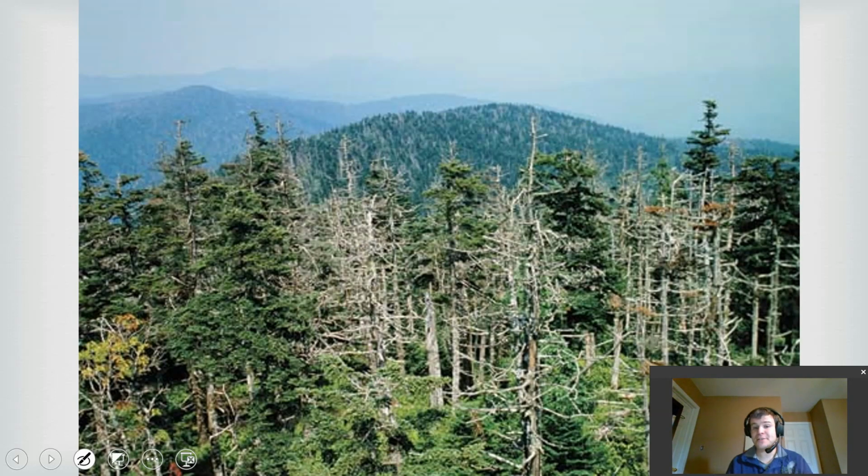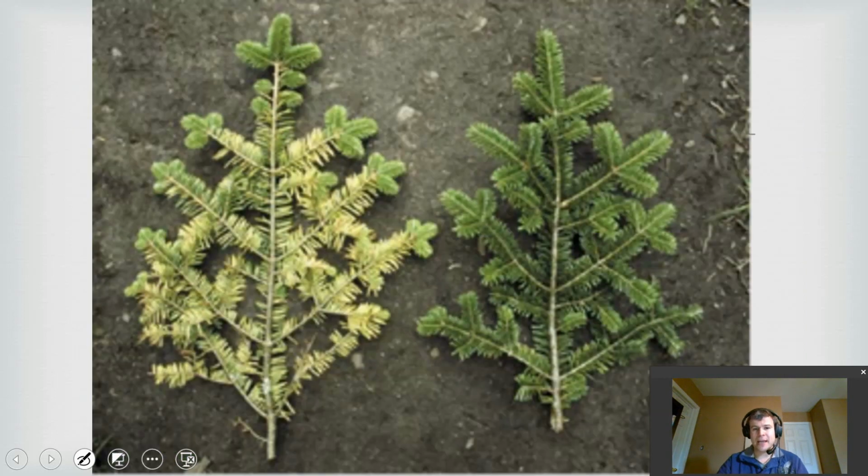It can affect forests as well. So here's a forest in a mountainous region in the eastern United States, the Appalachians, where you can see trees dying because of acid rain. And here's just an example of what happens to some of these coniferous forests. This is a normal example versus an acid rain example where the pine needles are actually discoloring because of the acidity in the soil.